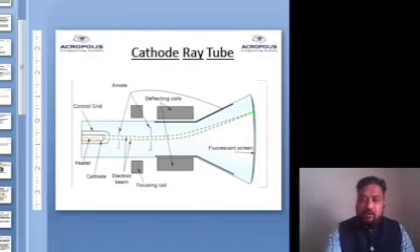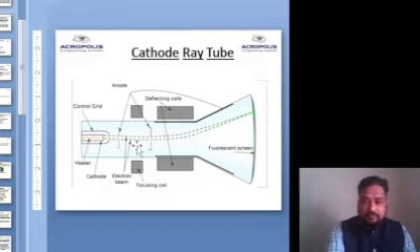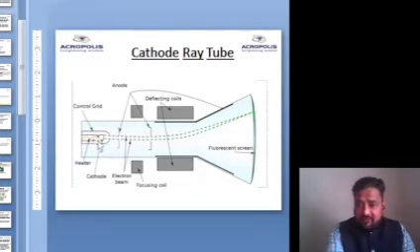So first we will understand the functioning of the cathode ray tube. Here you can easily see that this is the heater, consisting of the cathode ray with the heated filament, which is made up of cathode.